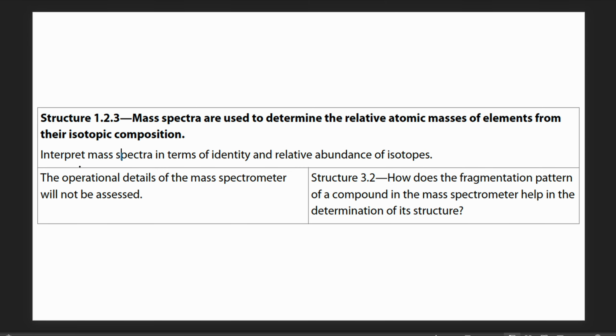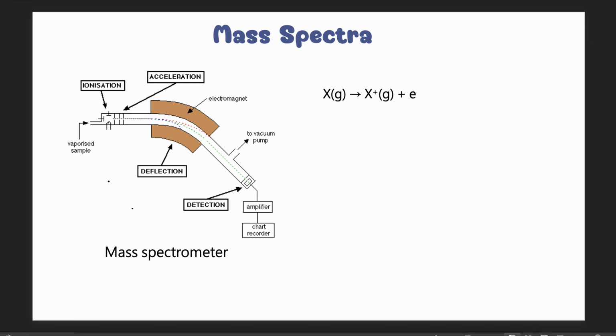From this subtopic, you need to know how to interpret mass spectra in terms of identity and relative abundance of isotopes. The operational details of the mass spectrometer will not be assessed. So we're talking about mass spectra, using the mass spectrometer as equipment that is used to determine the relative atomic masses of elements from their isotopic composition.